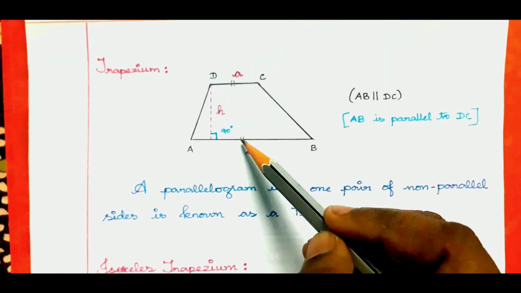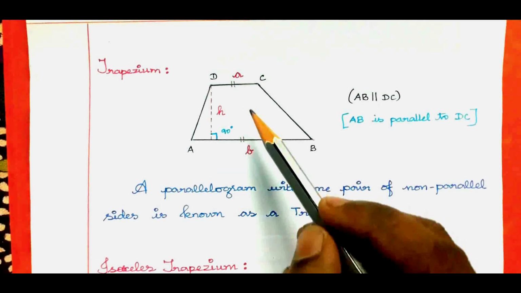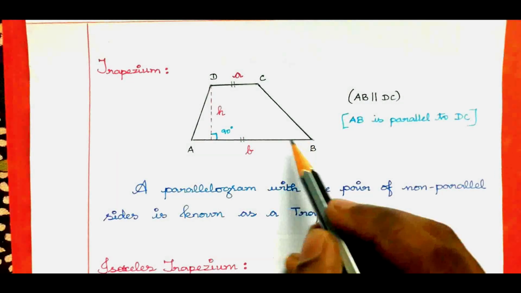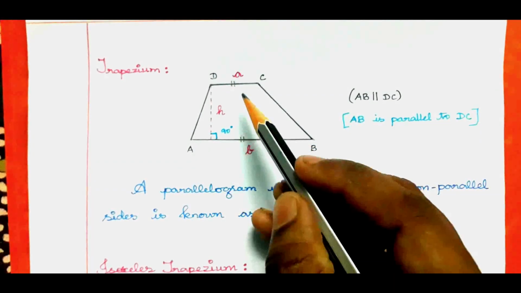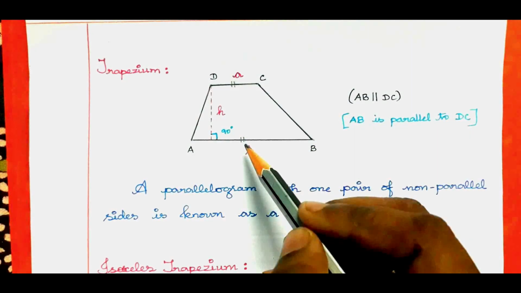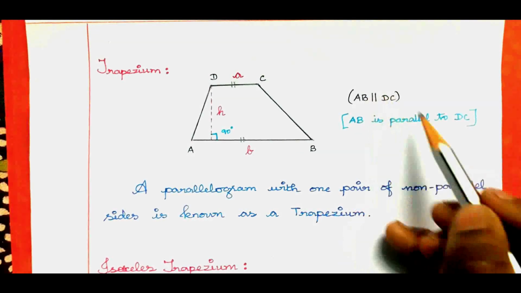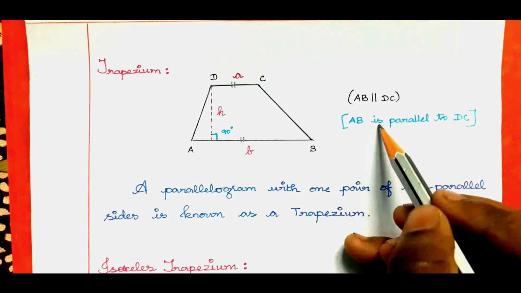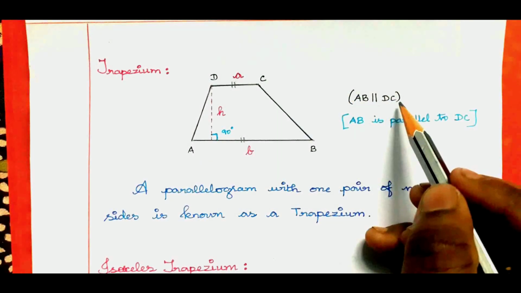Here the sides AB and CD are said to be parallel. I have denoted this with a symbol, which represents parallel lines. So AB is parallel to DC. This symbol represents 'parallel to'. Therefore, AB is parallel to DC. It is a mathematical statement.